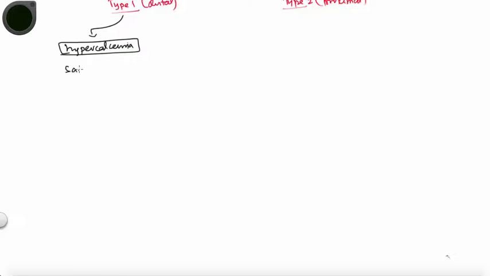For example, you can take sarcoidosis, vitamin D toxicity, and another example like multiple myeloma. All these conditions, like hyperparathyroidism, producing hypercalcemia can cause distal renal tubular acidosis.